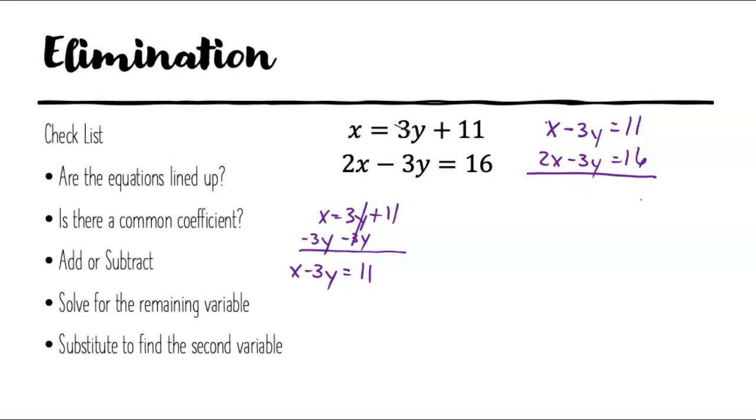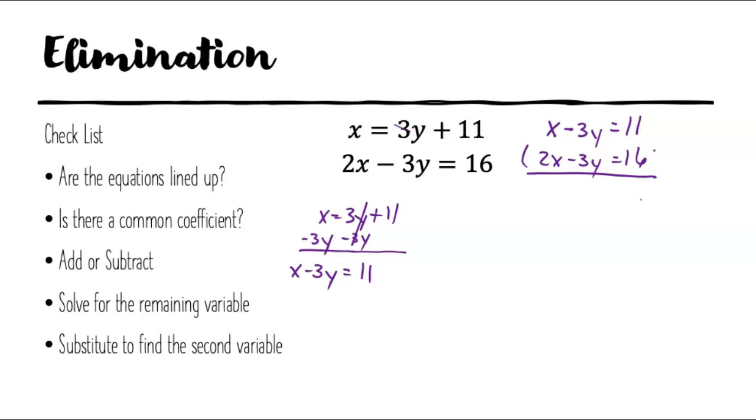So I look at my coefficients. x has a 1 and a 2. Well, that's not going to work. y has a negative 3 and a negative 3. So they're the same, which means if I put them together, same signs add and keep, it would be negative 6. So I can't just add them. I'm actually going to have to subtract them.